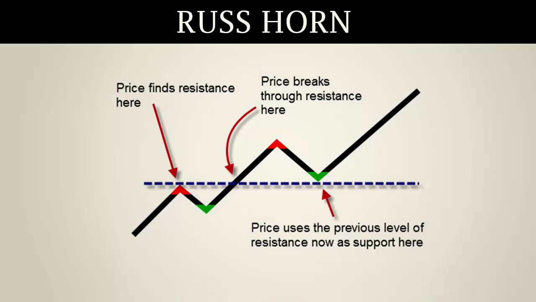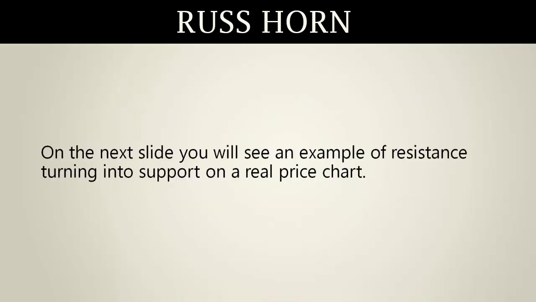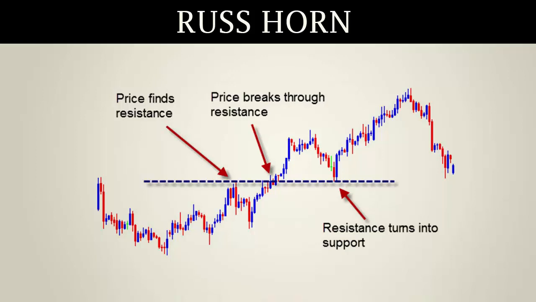Once it breaks through and moves above, price will turn around, come back down, and use that previous resistance level as support. On the next slide, you'll see an example of resistance turning into support on a real price chart. Price finds resistance, price breaks through resistance, and then resistance turns into support.